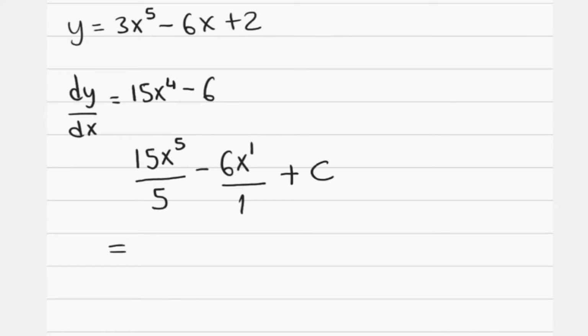And that's going to come to, so 15 divided by 5 is equal to 3. So 3x to the 5. 6 divided by 1 is just 6. So it's going to be 6x. And x to the power of 1 is just x, and then we've got the constant plus c.